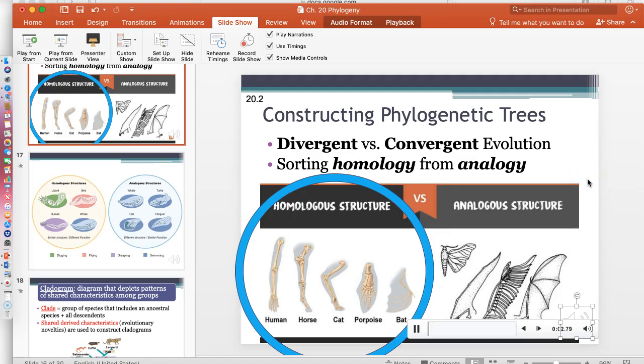When constructing a phylogenetic tree, it's important to understand the difference between divergent and convergent evolution, and then what it means to sort homology versus analogy, or homologous structures versus analogous structures. So to start, divergent evolution is where organisms had to diverge based on their environments.